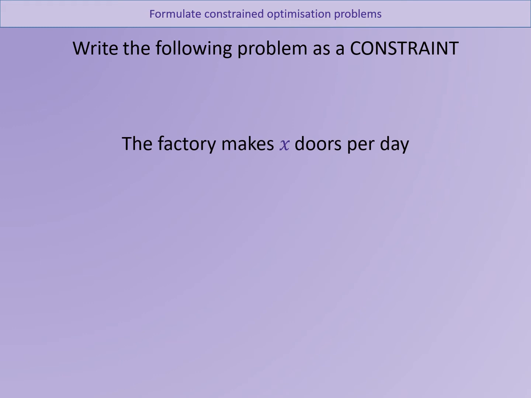Next, a factory makes X doors per day. So this one maybe isn't obvious, but this is more of a trivial constraint. X needs to be greater than or equal to 0.